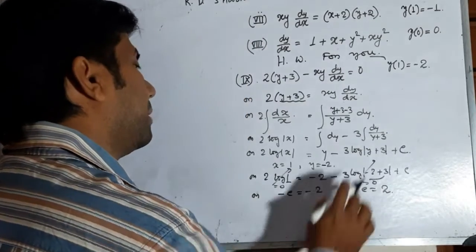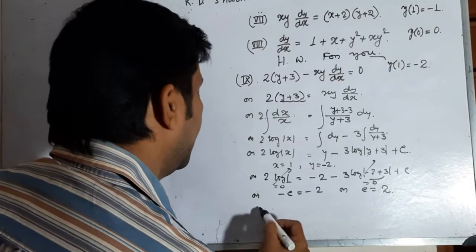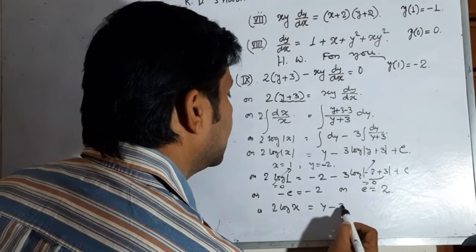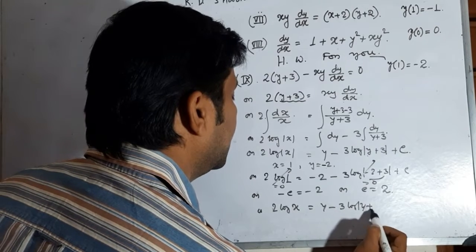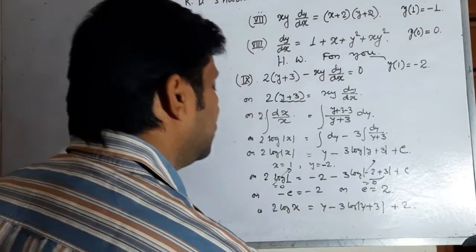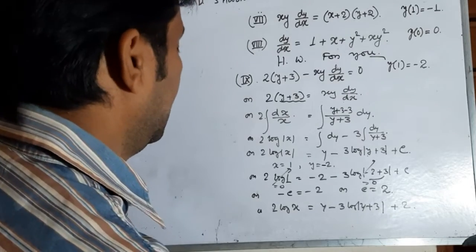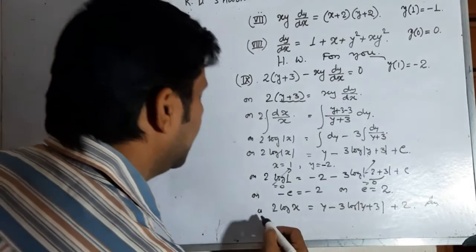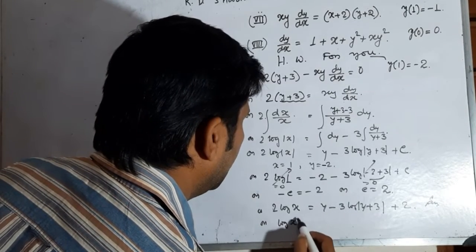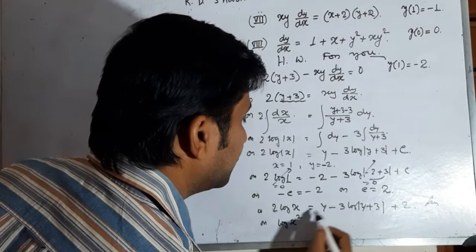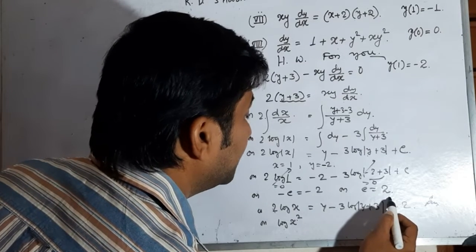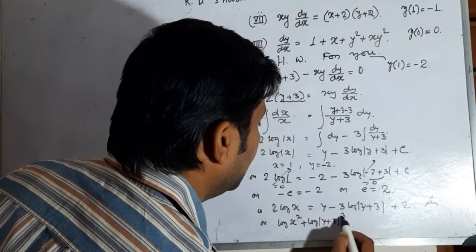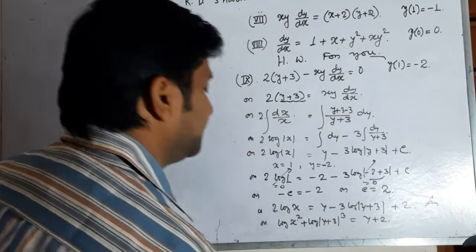Putting this 2 on this side, we get 2 log x is equal to y minus 3 log of y plus 3 plus 2. Now this is your required answer, and if you want to simplify this, then log x square plus log of y plus 3 whole cube is equal to y plus 2.